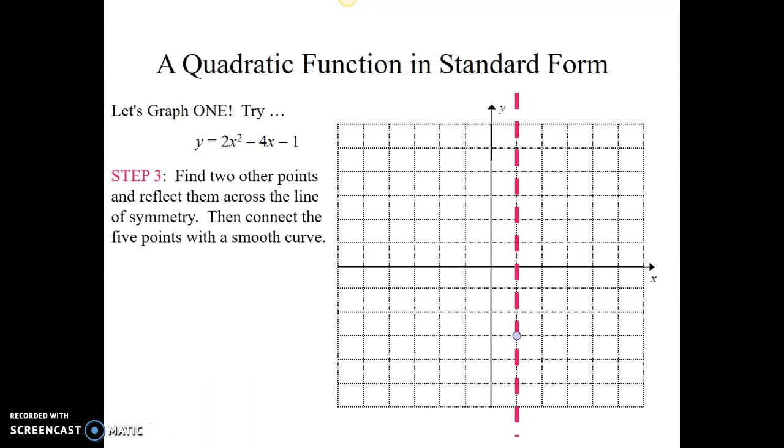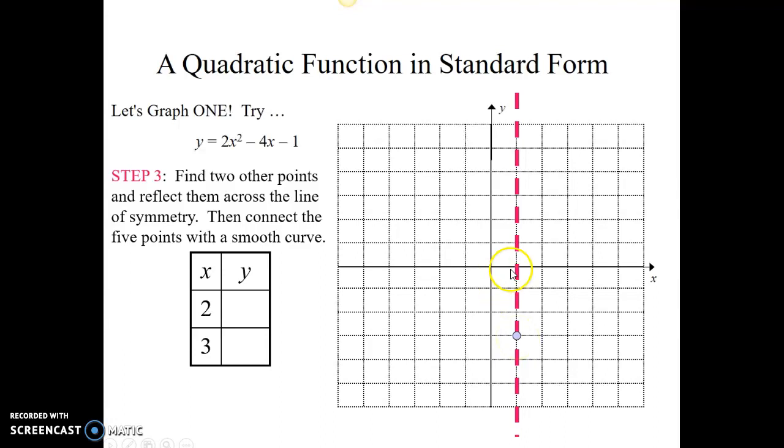Step 3 says we need to find 2 other points and reflect them across the line of symmetry. Then we'll connect those 5 points with a smooth curve. So here we still have our vertex graphed on the line of symmetry at 1, negative 3. I've chosen the points 2 and 3 because they're near the line of symmetry, but on one side of the line of symmetry. Now I'm going to plug in these x values and find my y values, just like you would with any other x and y table.